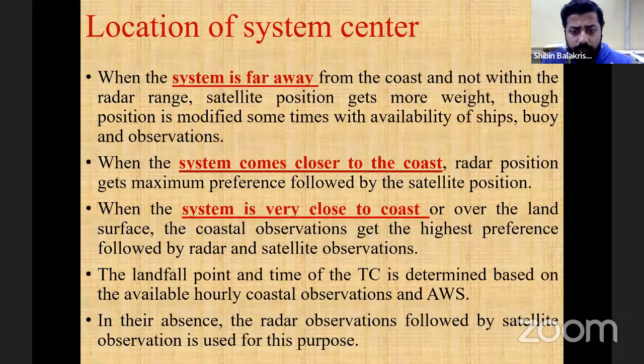Let us say the system is approaching or coming close to the coast, and if there is radar coverage available, radar data gets more preference than your satellite data. Let us say the system is very close to the coast or we are expecting landfall very soon, then the maximum priority is given to the coastal observations over the coastline, which give you the wind information, the pressure, the 24-hour pressure fall, and your systems information, followed by which we look into the radar coverage and the satellite data.